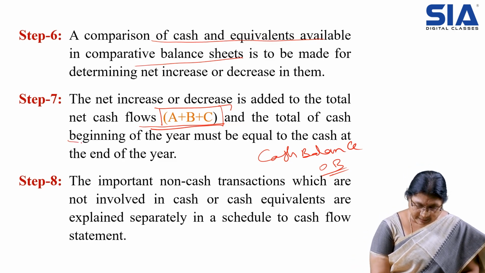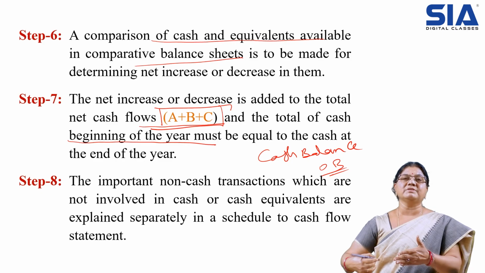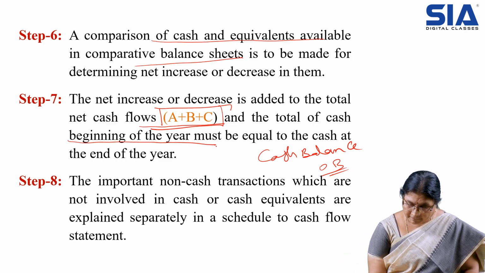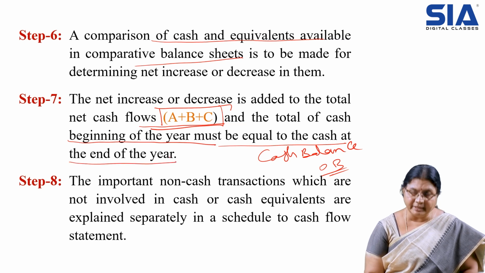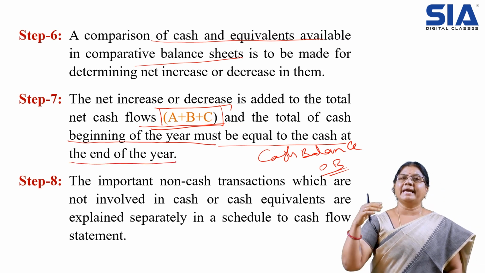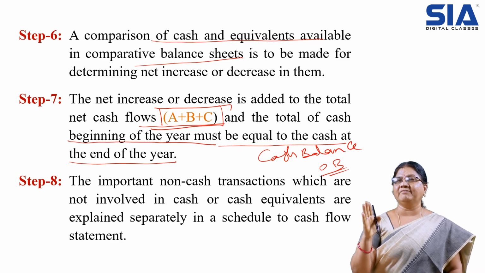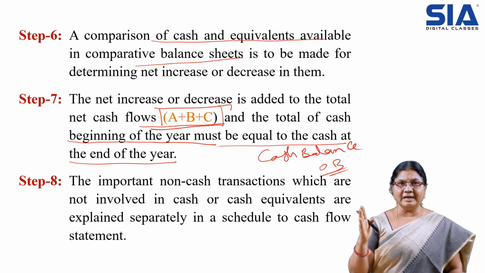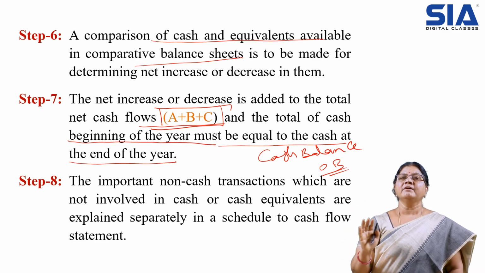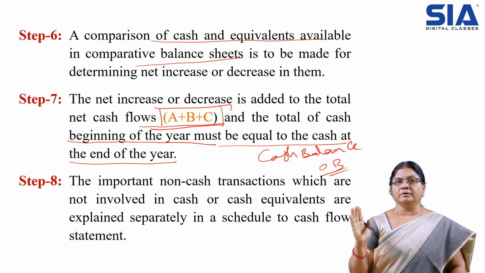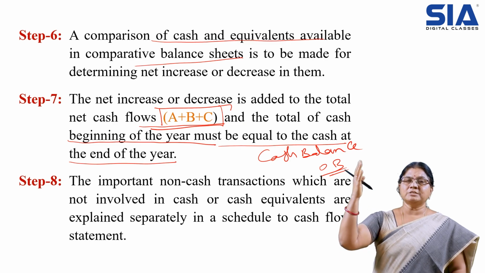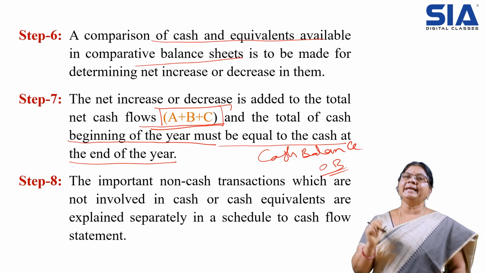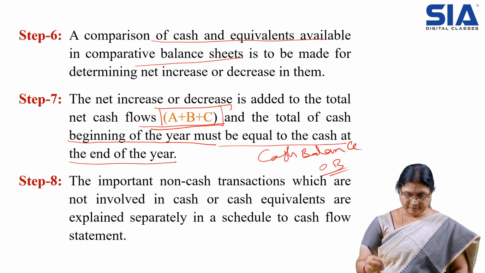Then whatever beginning balance is there should match with the ending balance, that is, the closing balance. So it will be equal to the cash at the end of the year, that is, opening balance plus A, which reveals the activities under operating, then plus B, which reveals the activities under investing, and finally C, which reveals activities under financing. So the cash opening balance plus A, B, C should be equal to the ending balance, the closing balance of the cash.